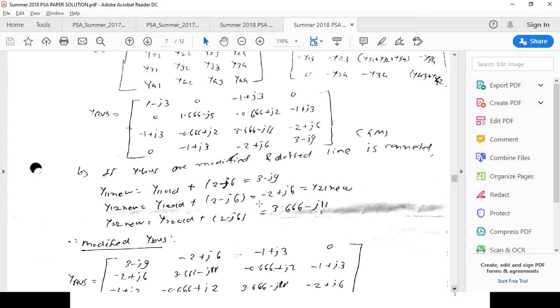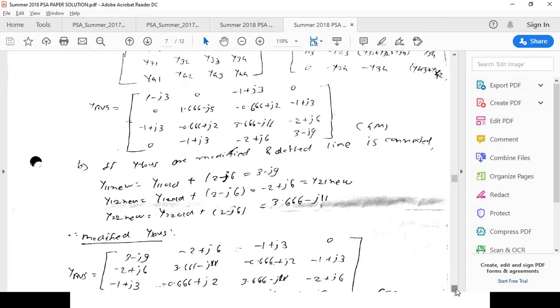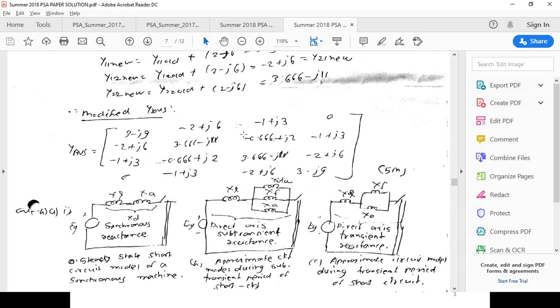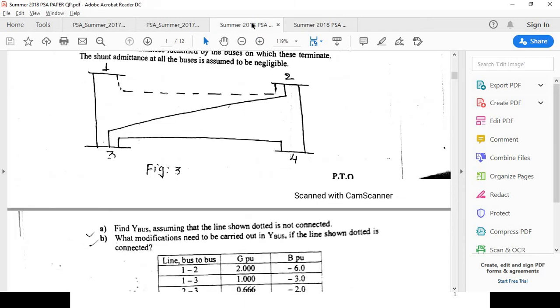So only these parameters will be changed from case 1, and that will be the new element for the second case. So we get the modified Y-bus matrix from this. Thus, we have solved the numerical related to load flow analysis, which is mostly based on the calculation of the Y-bus matrix.